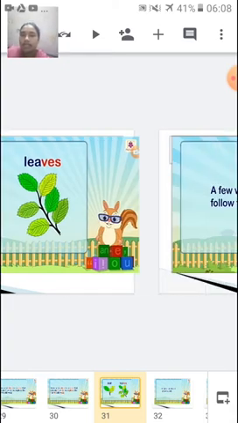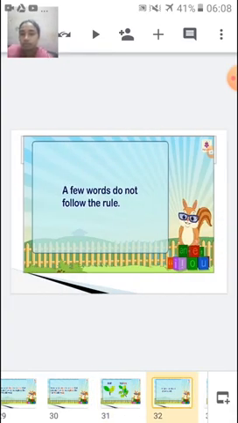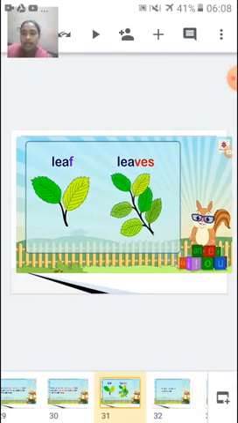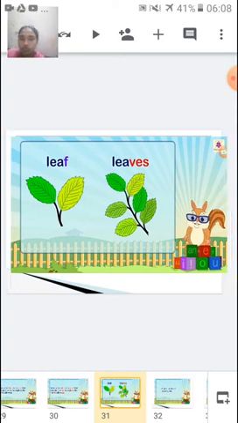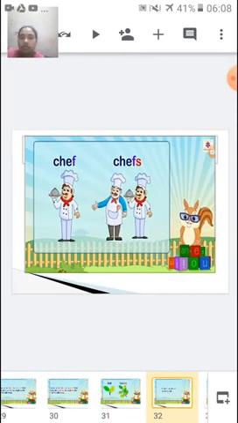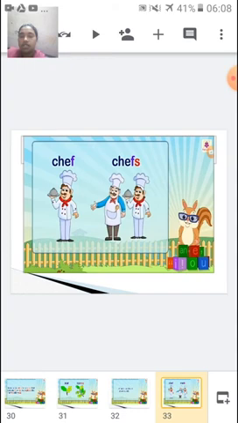Okay, and next we have, some words do not follow the rule. There are exceptional cases here. Like leaves, you can also take chef. So this also ends in F, but it is not changed to VES. Instead, we just add an S to it, which forms chefs.